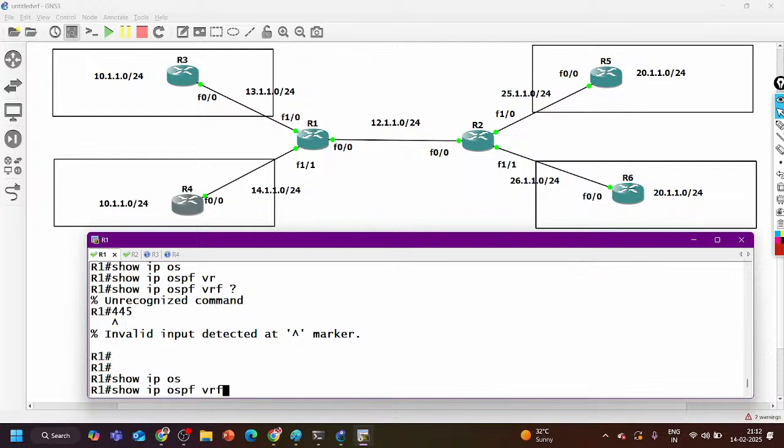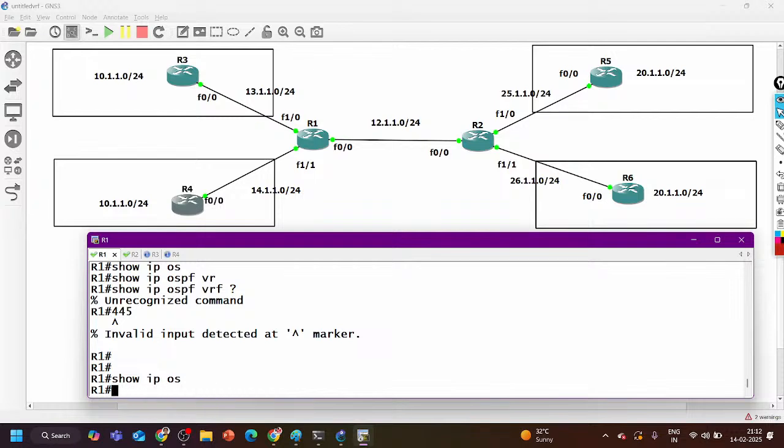Here you will get this command VRF, right? Maybe in the simulation the command is not available. Okay, here you will define the VRF, then the VRF name, and then neighbor. This is the command to check OSPF neighborship for a particular VRF.